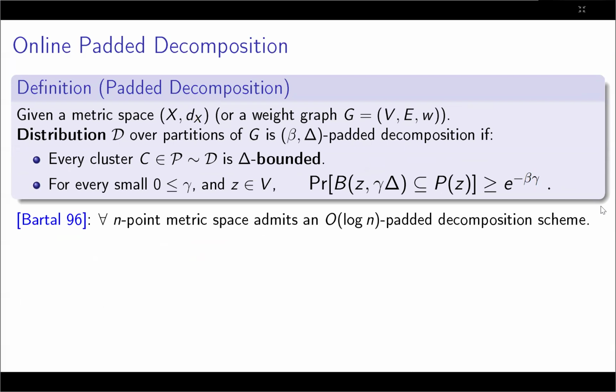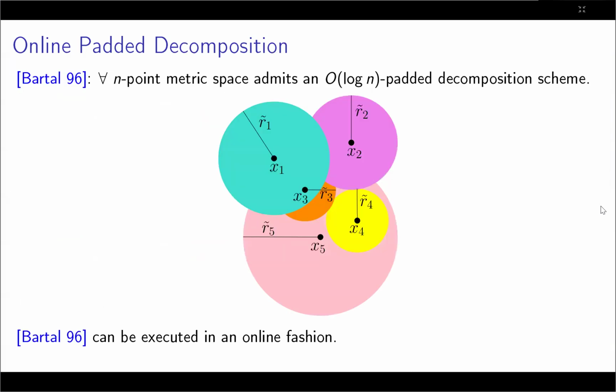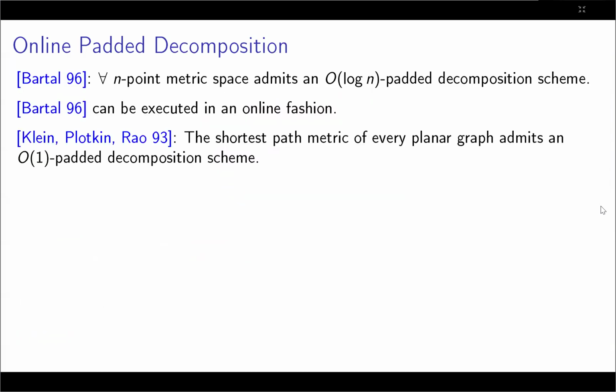So we saw this definition of padded decomposition, and we saw that Bartal showed us that any n-point metric space has padding parameter log n. This is tight. This could also be done in an online fashion. And if we have more basic metric spaces, we can have a better padding parameter.